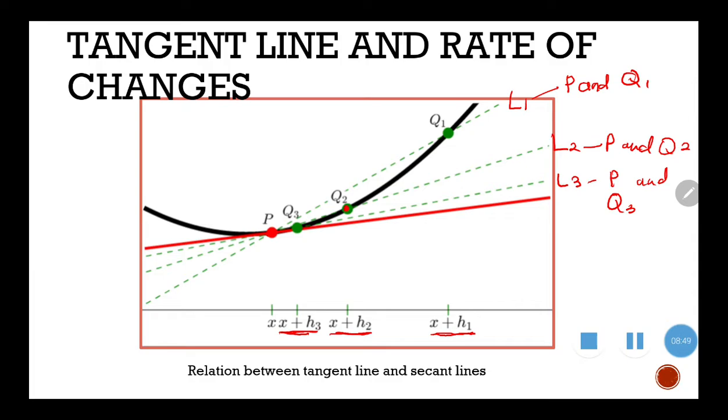So from this line, this red line is what, guys? It is a tangent line. So for this tangent line, which point touches it? It is just P. We are just looking at P. So it is only 1 point.